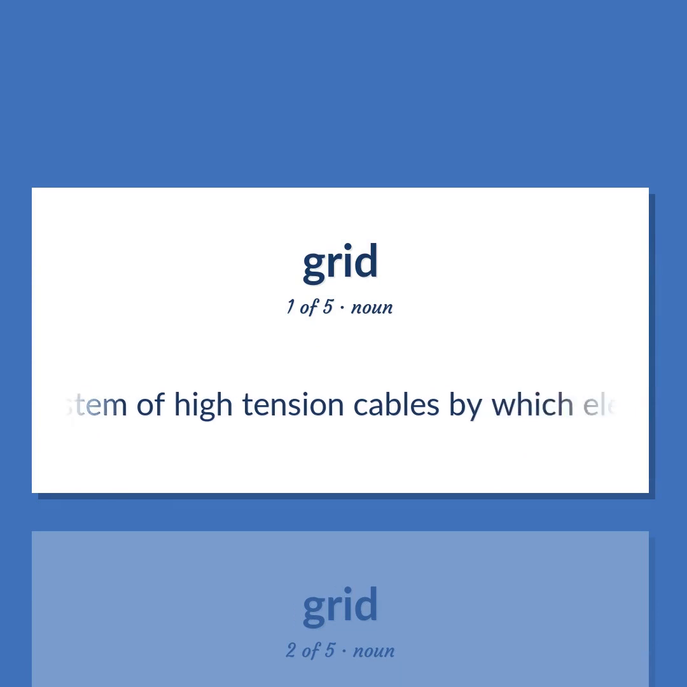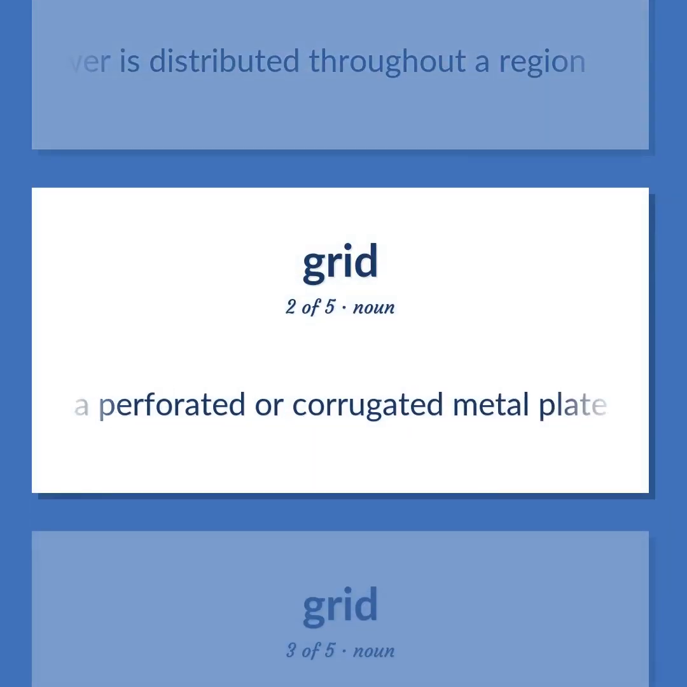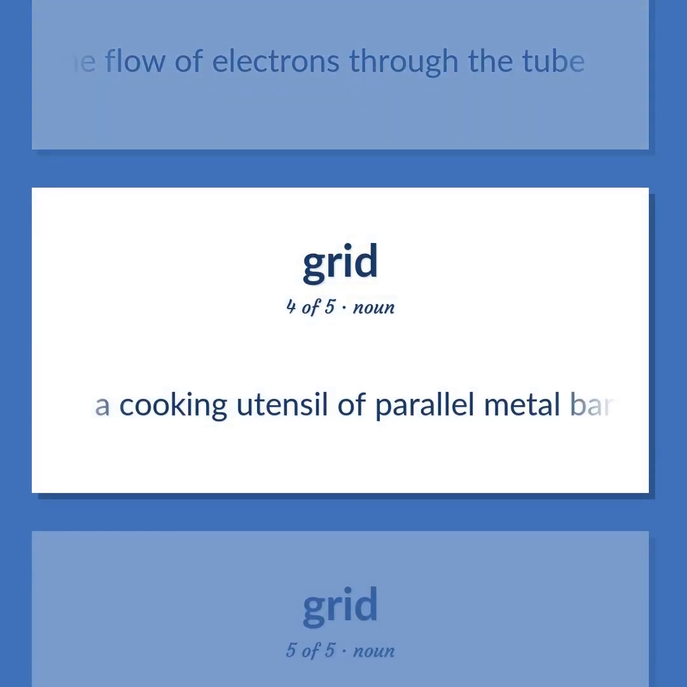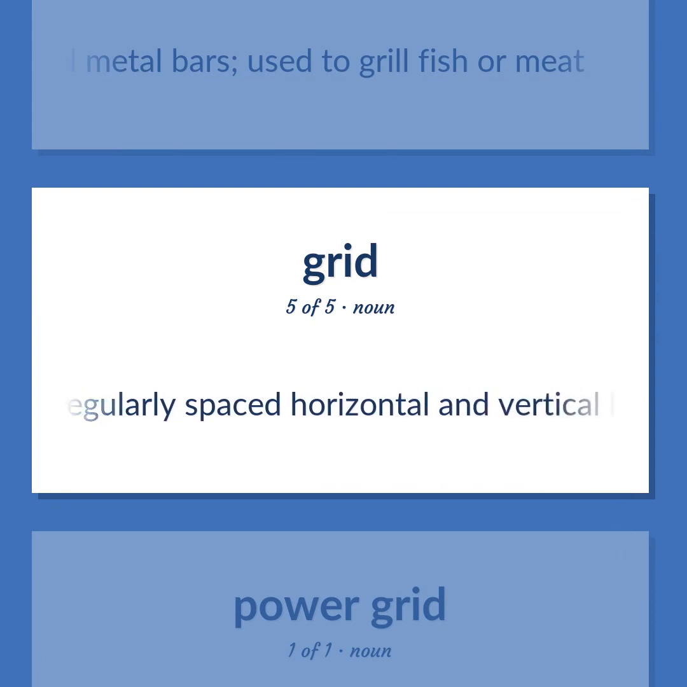A system of high-tension cables by which electrical power is distributed throughout a region. A perforated or corrugated metal plate used in a storage battery as a conductor and support for the active material. An electrode placed between the cathode and anode of a vacuum tube to control the flow of electrons through the tube. A cooking utensil of parallel metal bars, used to grill fish or meat. A pattern of regularly spaced horizontal and vertical lines.